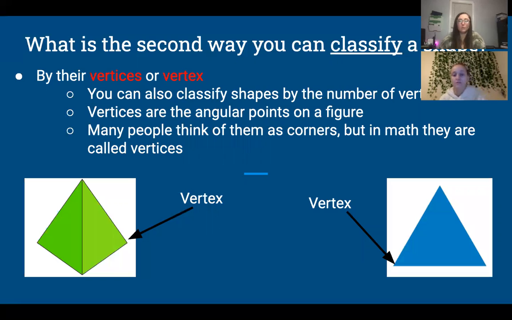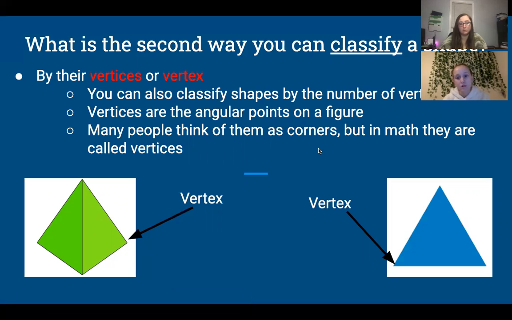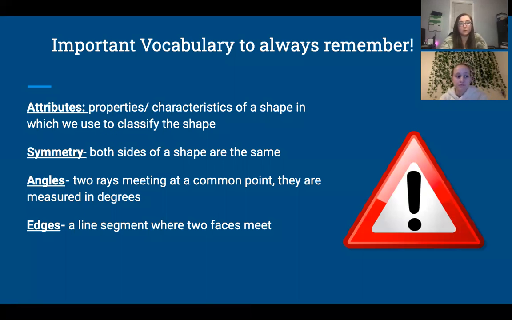Another way we can classify a shape is by the vertices, or a vertex. If you look over here at the pyramid, right here, it's the corner where the two lines come together. That's also a vertex. And over here on the 2D shape, you can also see it's pointing to the point. The vertices are also the angular points on a figure, and many people think of them as corners, but in math, we're going to call them vertices. So some important vocabulary to always remember.